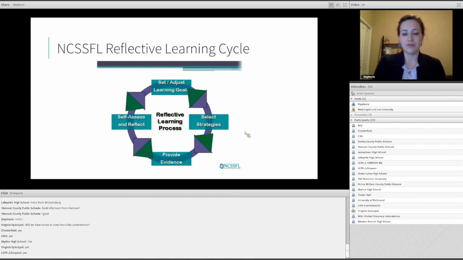And another important point here is you'll see I've added in these arrows that go the other way. The reflective learning process, we often talk about it starting with the goals and then moving to the strategies, providing evidence and self-assessment and reflection, which then yields new goals or adjusted goals. And while that is absolutely true, it also indicates that perhaps reflective learning is a really linear process. And that's not always the case.